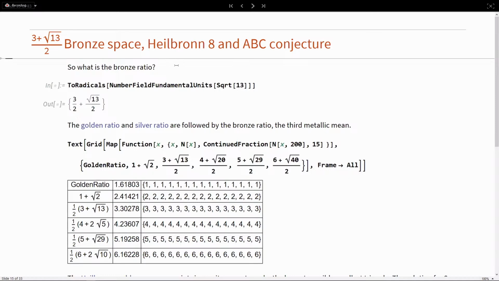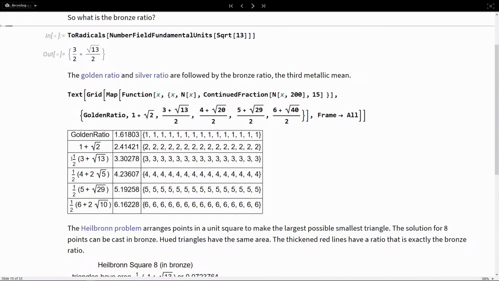The bronze ratio. If you look at the continued fraction for the square root of 13, with add 3 and divide by 2, the continued fraction is basically a whole bunch of 3s. The golden ratio is a bunch of 1s. The silver constant is a bunch of 2s. The bronze ratio is a bunch of 3s in the continued fraction.